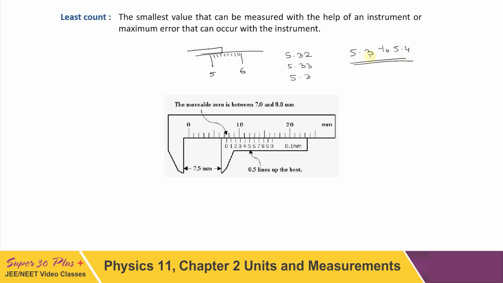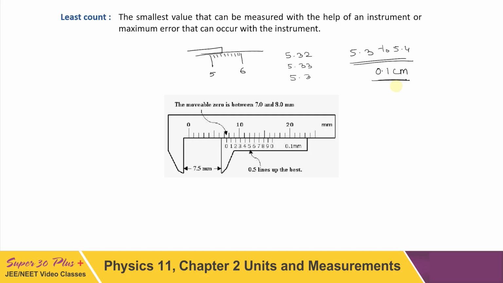Least count is this difference from 5.3 to 5.4, that is 0.1 centimeter. So this is the maximum error which is possible with the instrument, and also this is the minimum value which can be measured, because you can see the minimum calibration is of 0.1 centimeter. So the smallest length that can be measured with the help of this instrument is 0.1 centimeter. This is called least count.